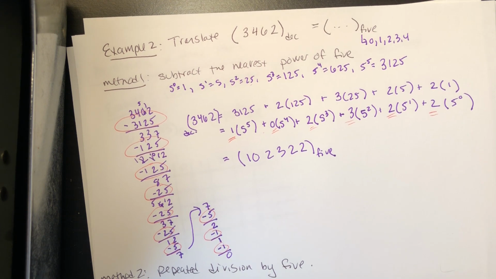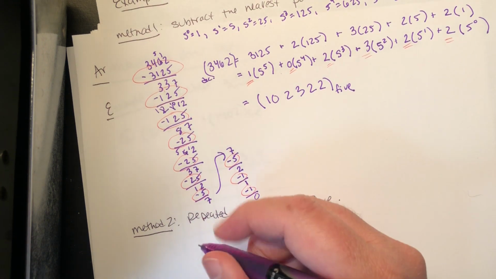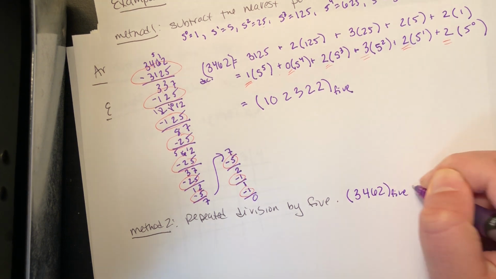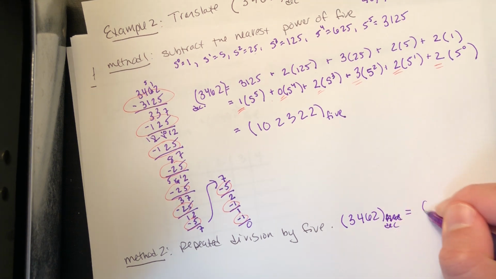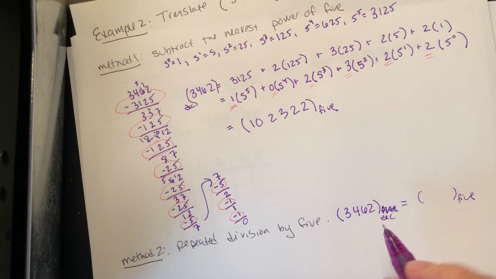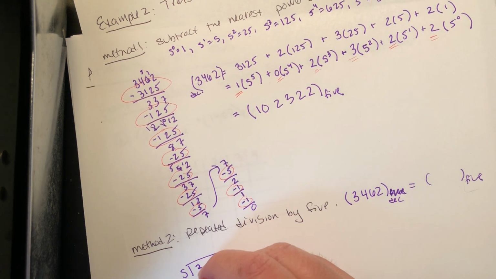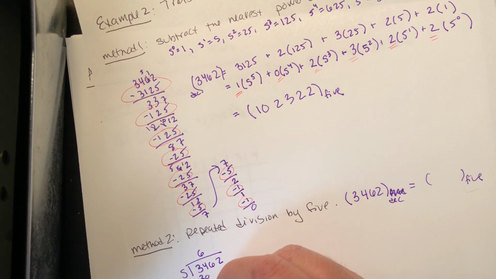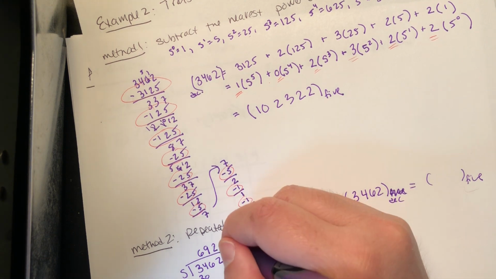And using the repeated division method, well, we'd start with that original number, right? Remember, we're trying to translate 3462 from decimal into base 5. Okay, so we're just going to divide over and over again by our new base 5. So how many times does 5 go into 3462? Let's see, 5 goes into 34 6 times, then 46 goes in 9 times. Twice, 2 times 5 is 10, and we get a remainder of 2.